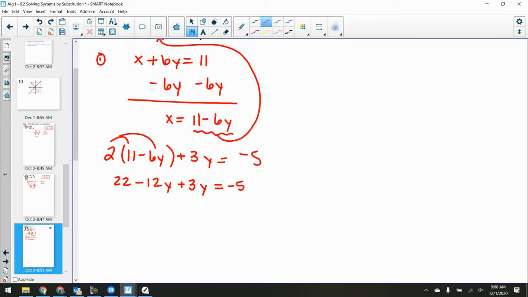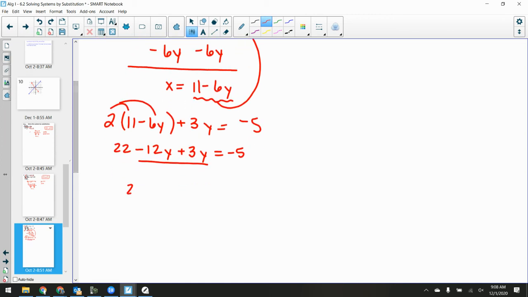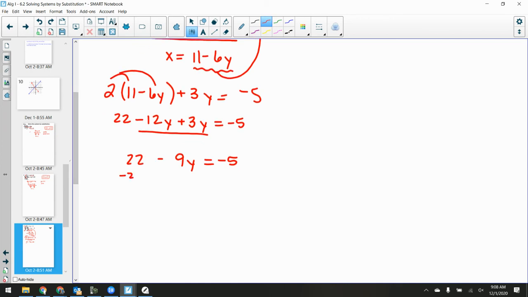Be careful here. What's my next step? Carson? Like terms. What do I get when I combine the like terms? Negative 9. Good. I'm glad we didn't say negative 15. A lot of people might try to tell me negative 15. Negative 12, positive 3. We subtract the 22 over to the other side. This gets me a negative 9y is equal to negative 27. And we divide by negative 9. Y is 3.